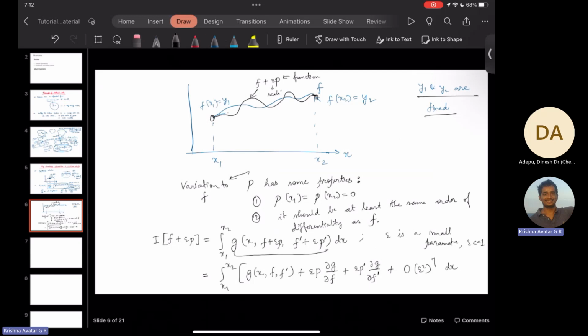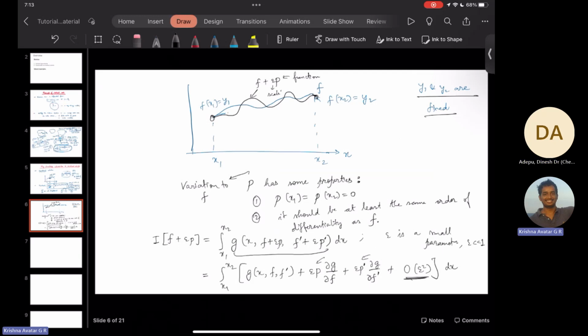We don't require them right now. So this can be expanded, linear in p and linear in p prime. But is g linear? No, it's not linear. All those things we have put here, we're just doing a Taylor series expansion.